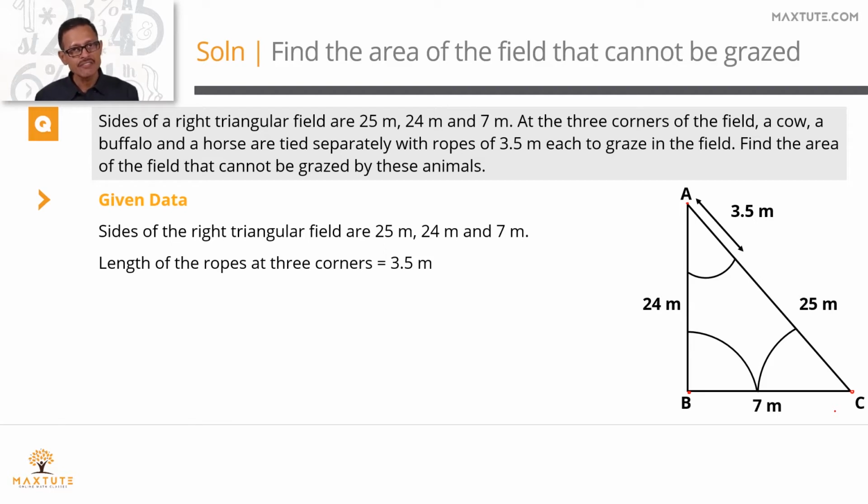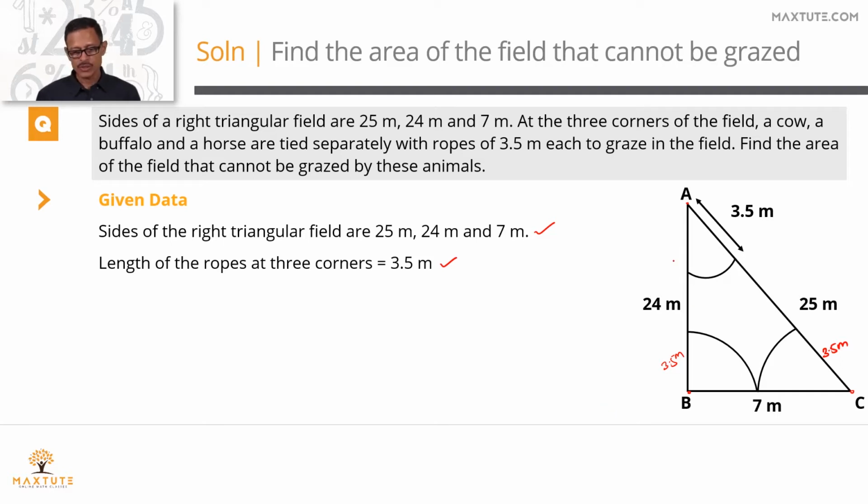So the area within the field that these animals can graze is given by the area of the 3 sectors, each of radius 3.5 meters. The radius of the sectors at point B and point C are also 3.5 meters because the length of the rope is 3.5 meters. So sides of the triangle 25, 24, 7. Length of the rope 3.5 meters, which essentially is going to become the radius of the 3 sectors.